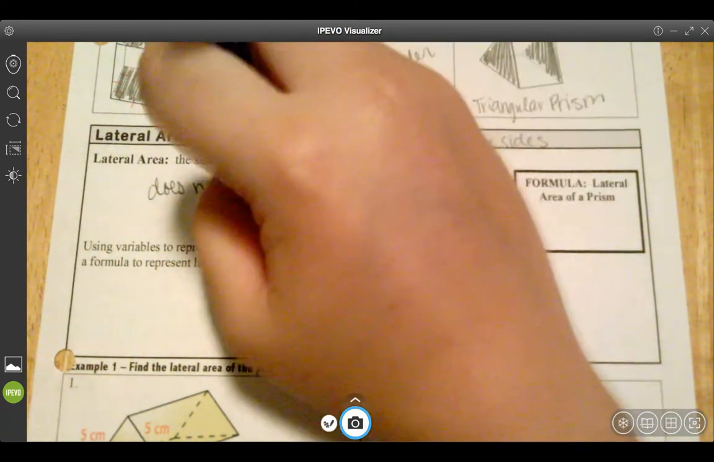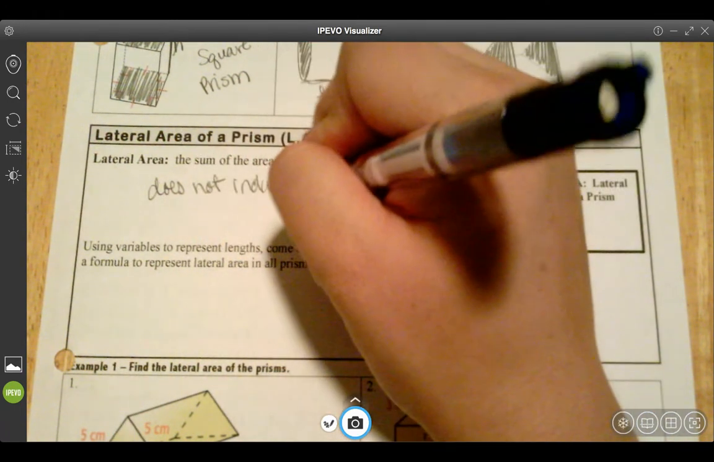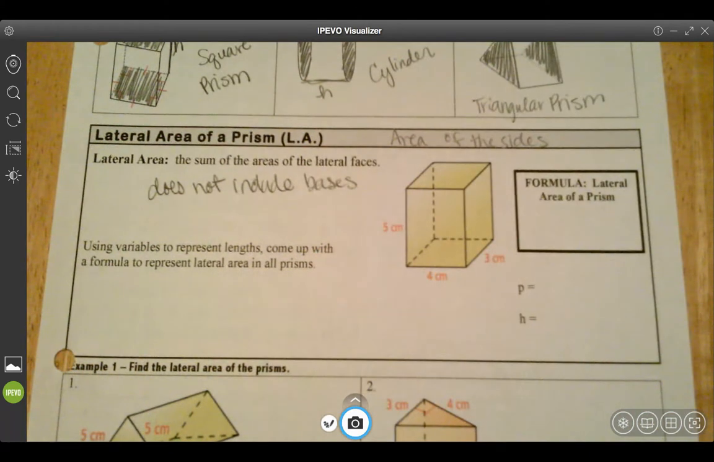It does not include bases. Okay, so let's see if we can label these.